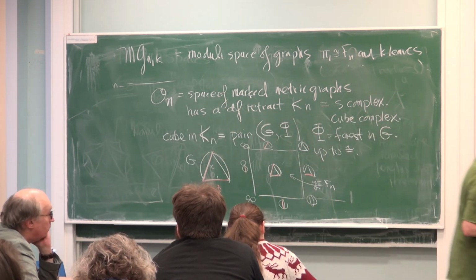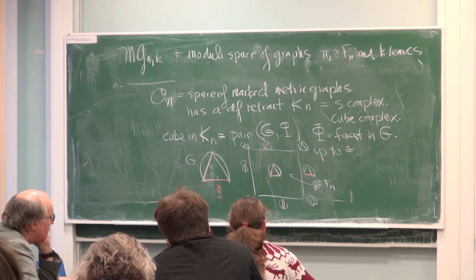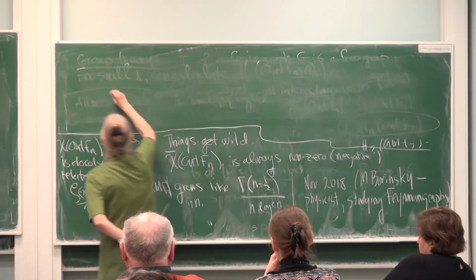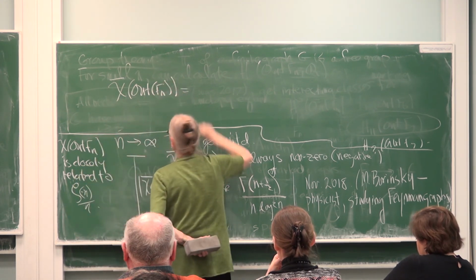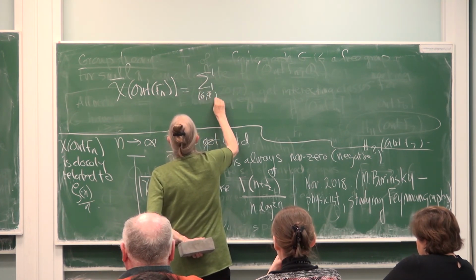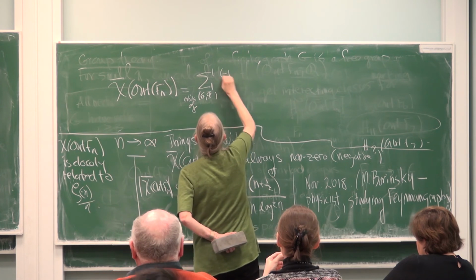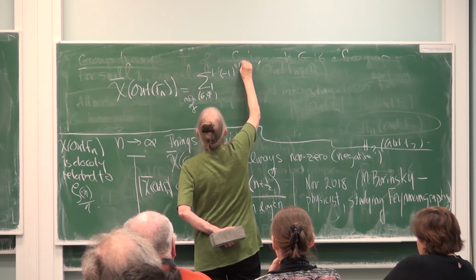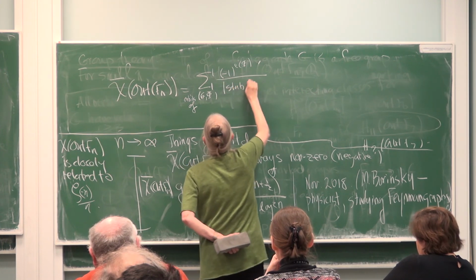And then a theorem of Ken Brown says that if I just want to calculate the Euler characteristic of the quotient, the rational Euler characteristic actually of the group, I just have to add up over all these cubes, well, orbits of them, minus 1 to the number of edges of the forest, divided by the order of the stabilizer of (G, phi).